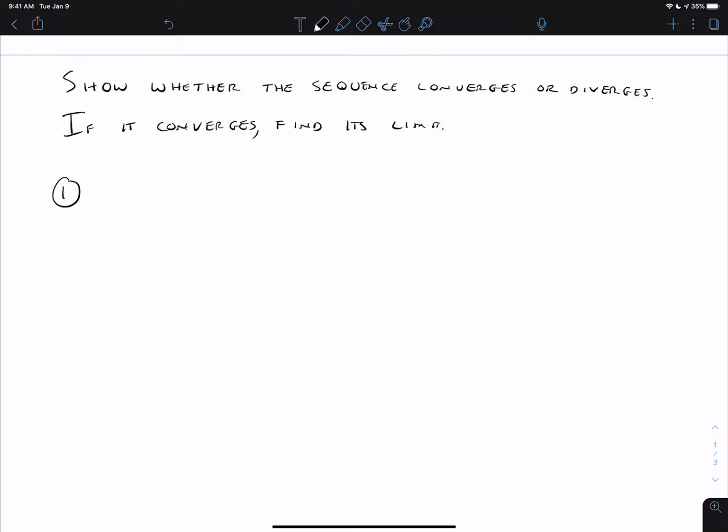Okay, and so the first problem I want to look at is a sub n equals 5n squared plus 6n over 8n squared minus 176. When we look at that problem, we've got 5n squared plus 6n over 8n squared minus 176. If you look at the two terms on top, they're both power functions, meaning they're both n to a power.